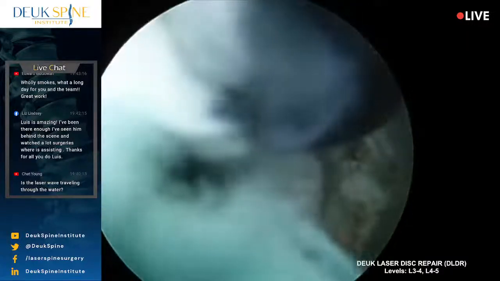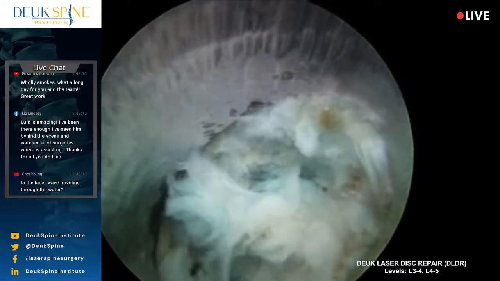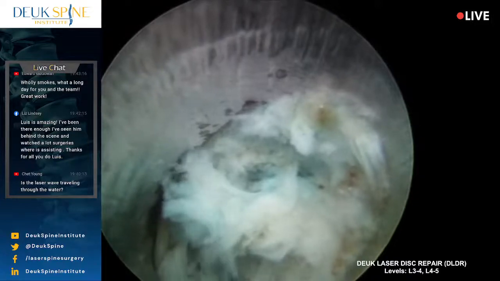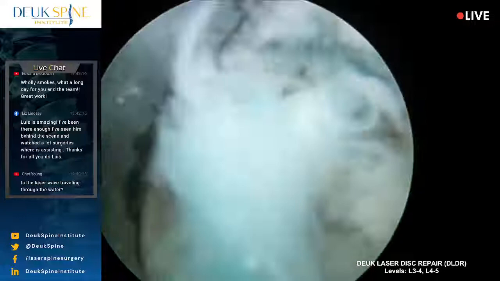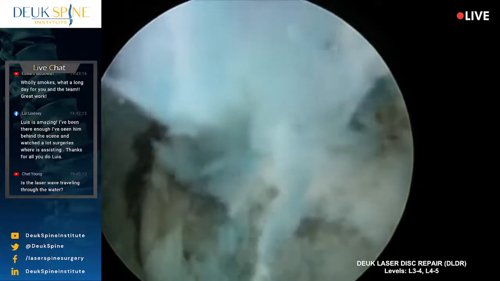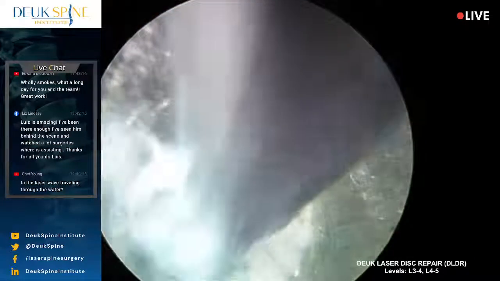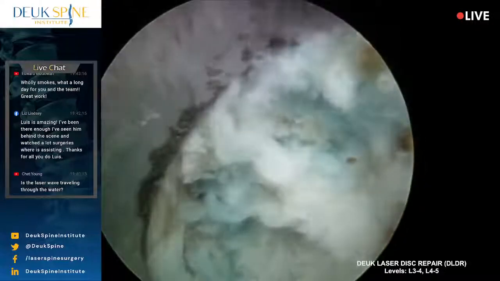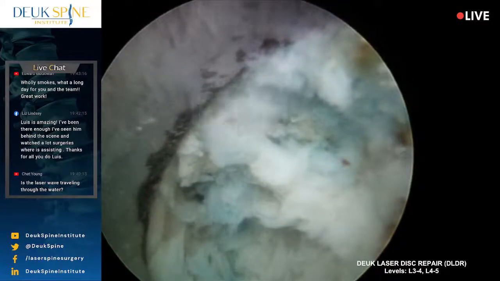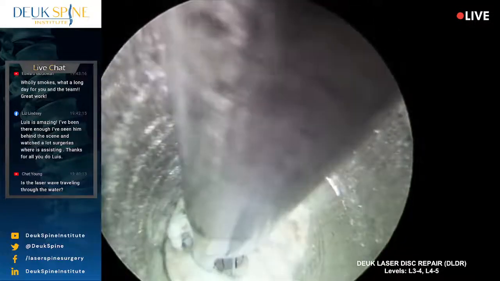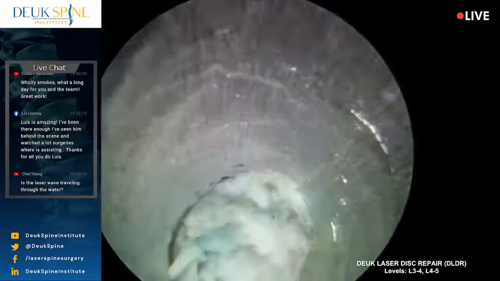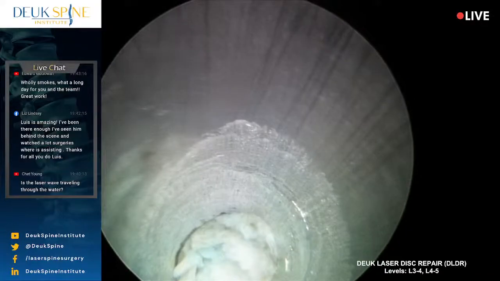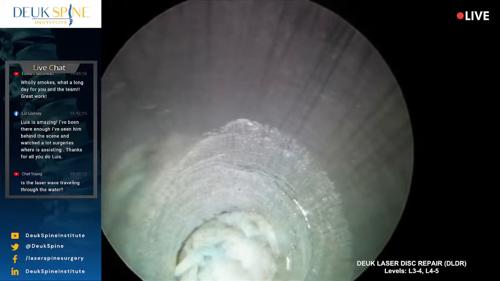Ooh, herniation. Again, it's coming out in little pieces. I think she's going to be happy with her results on her back and leg pain.